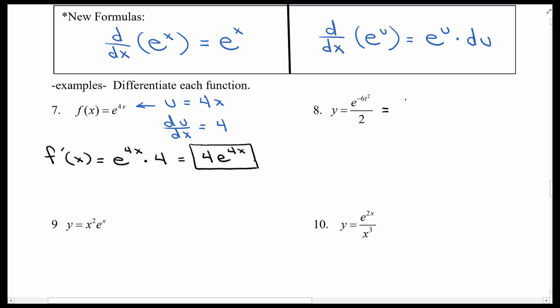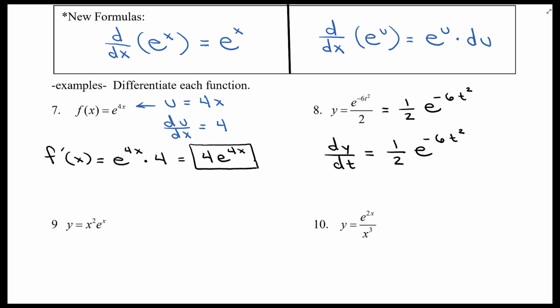Number 8, y equals e raised to the negative 6t squared power all over 2. So that's going to be equal to 1/2 times e raised to the negative 6t squared power. So the derivative of y with respect to t is going to be equal to 1/2 e raised to the negative 6t squared power. I'm going to highlight in yellow the negative 6t squared power. And now we need to take the derivative of that. So that's going to be negative 12t, right? We're taking the derivative of that power with respect to t.